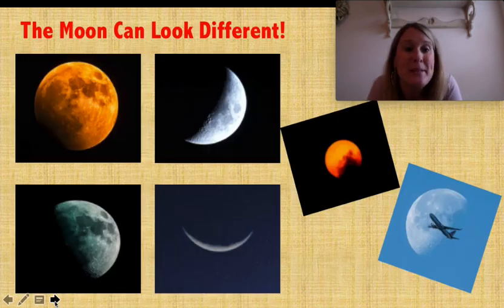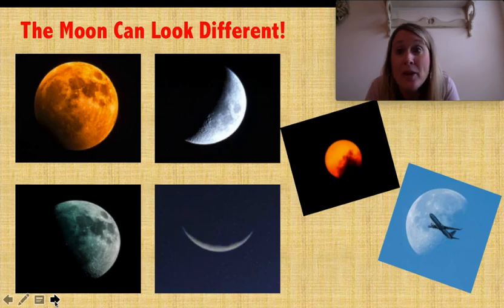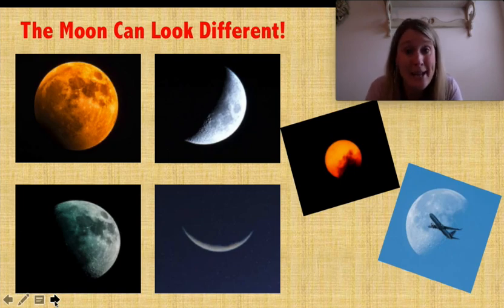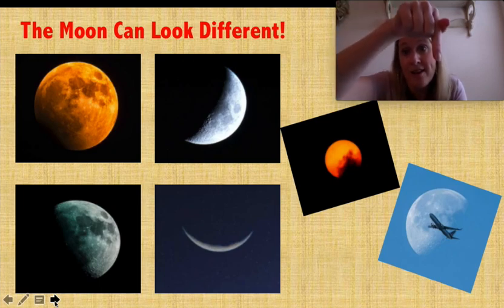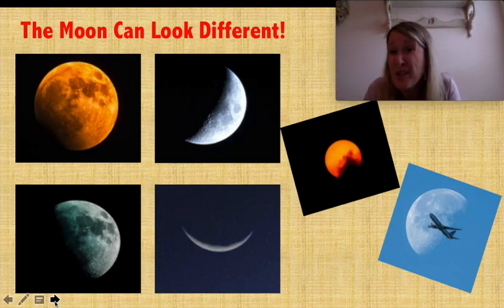So look at some of these pictures. I think this is really cool. I found these pictures because they show some of the different ways that the moon might look. It's all the same moon, but they don't look the same, do they? We see different shapes, we see different colors. Sometimes it appears to be a different size. And sometimes, like this picture with the airplane down here at the bottom, sometimes you can even see the moon during the daytime. So why is this? Let's find out.